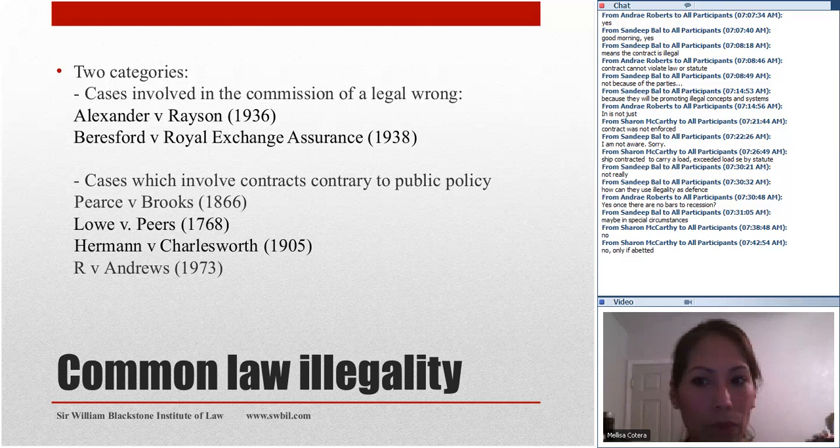Okay, so the question is, what is considered good morals? That is a concept that changes with time. We can see this in the case Pierce versus Brooks. This case is from 1866. In this case, the defendant hired a new carriage from the plaintiff. The defendant was a prostitute, and the ornamental nature of the carriage indicated that the purpose for using the carriage was to attract customers.